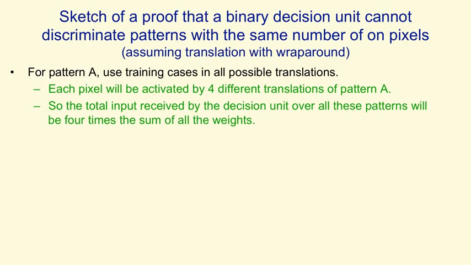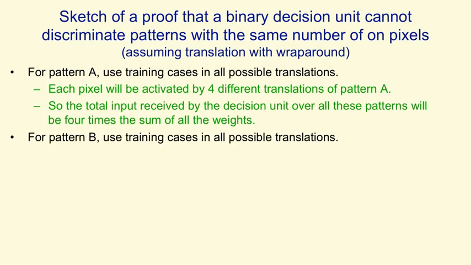That means that the total input received by the decision unit over all those various translations of pattern A will be 4 times the sum of all the weights in the perceptron, because each pixel will activate the decision unit 4 different times. And so summed over all those patterns, we'll get 4 times the sum of the weights.